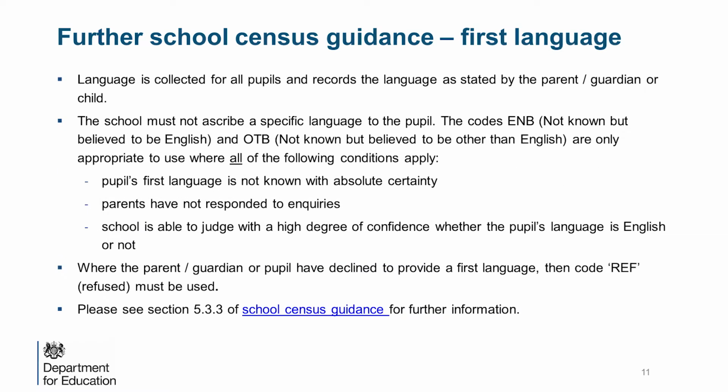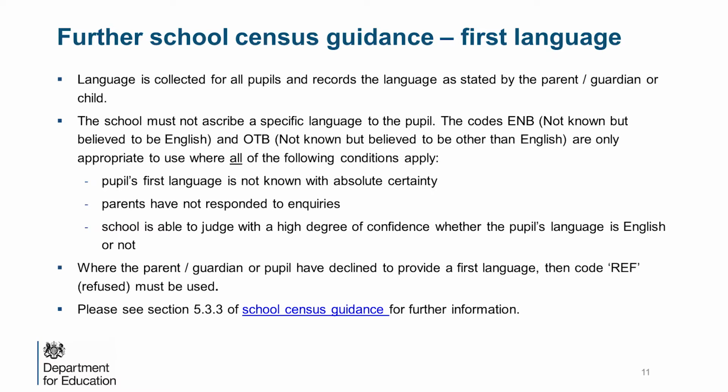Language is collected for all pupils and records the language as stated by the parent, guardian or child. Where a person's first language is declared as not English, that is, where the pupil has been exposed to a language other than English during early development and continues to be exposed to this language in the home or in the community, the specific languages from the extended language code set in Section 8 of the School Census Guidance may be used, or schools can continue to use the aggregated code from the short code set. A school must not ascribe a specific language to the pupil.